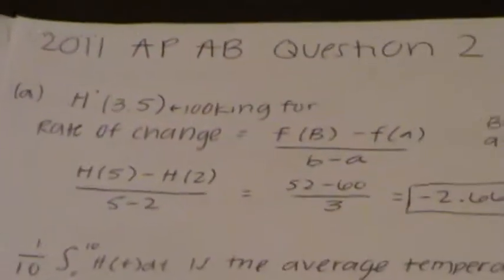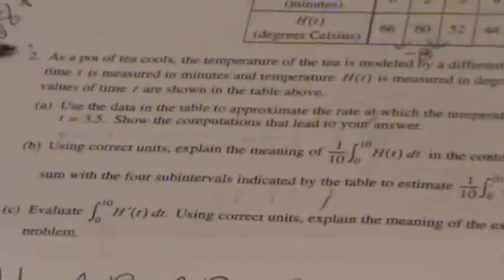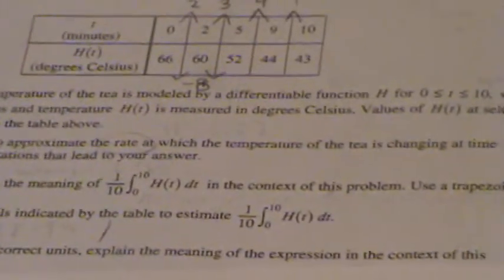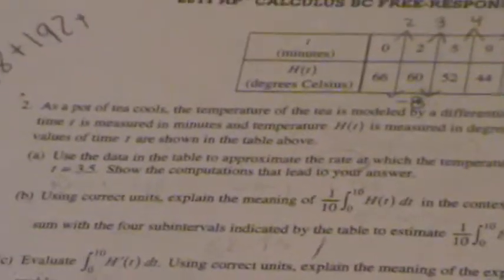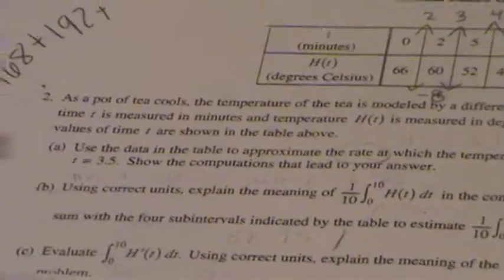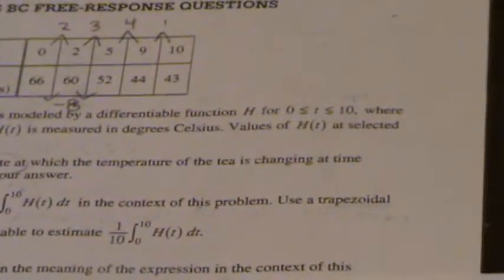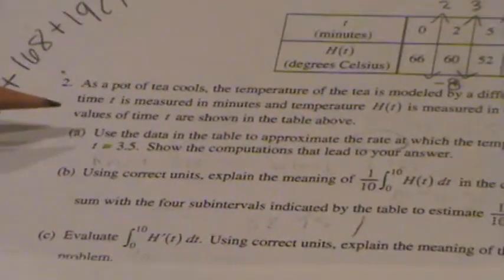This is the free response question. As the pot of tea cools, the temperature of the tea is modeled by a differentiable function H for 0 < t <= 10, where time t is measured in minutes and temperature H of t is measured in degrees Celsius. Values of H of t at selected values of time t are shown in the table above.